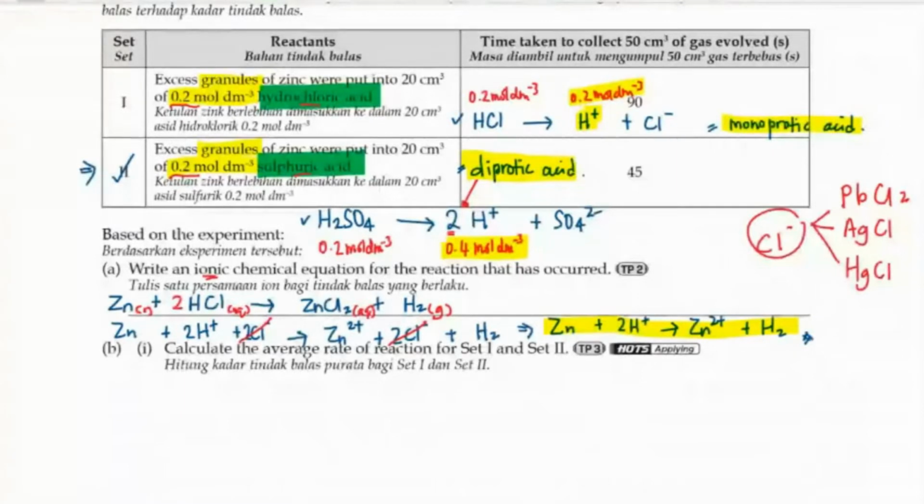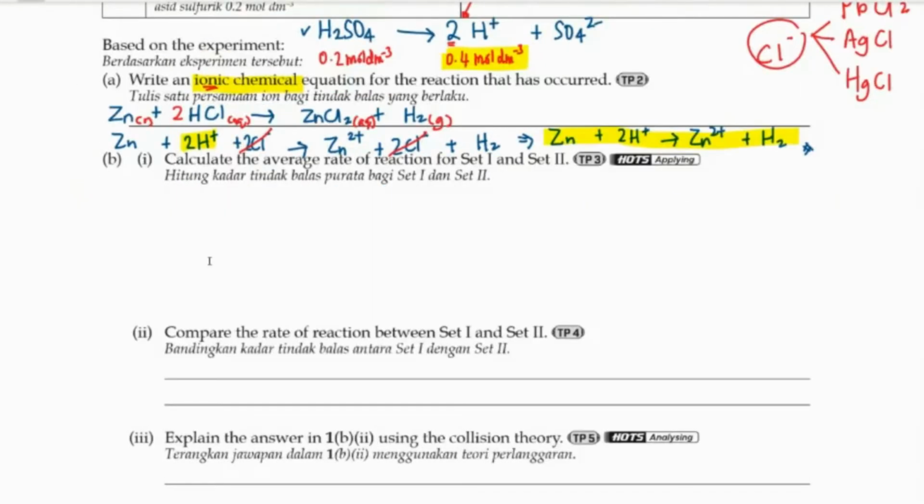Okay, is it the same? Yes, it is the same, right? So in other words, for any acid, just take note that the ions will be the same, the hydrogen ions. So set 1 or set 2, the ionic equation will be the same. Good. Now, B1, calculate the average rate of reaction for set 1 and set 2. This chapter keeps asking you to calculate the rate of reaction, and then asks you to explain using the collision theory. Why don't you try?